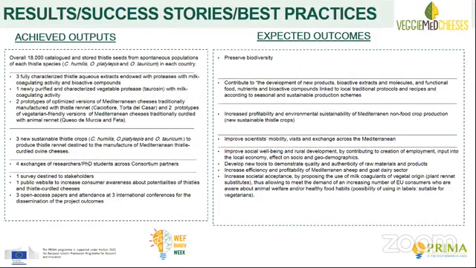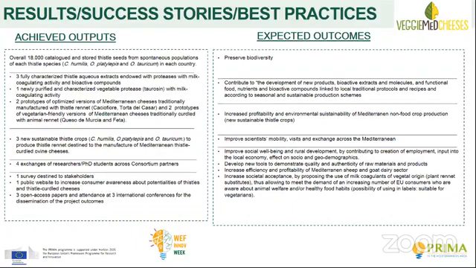Now about results, success stories, and best practices. We have achieved outputs. From these outputs, I will cite overall 80,000 cataloged and stored thistle seeds from spontaneous populations of each thistle species: Cynara humilis in Italy, Onopordum platylepis in Tunisia, and Onopordum tauricum in Spain. 3 fully characterized thistle aqueous extracts endowed with proteases, with milk coagulating activity and bioactive compounds. 1 newly purified and characterized vegetable protease with milk coagulating activity.